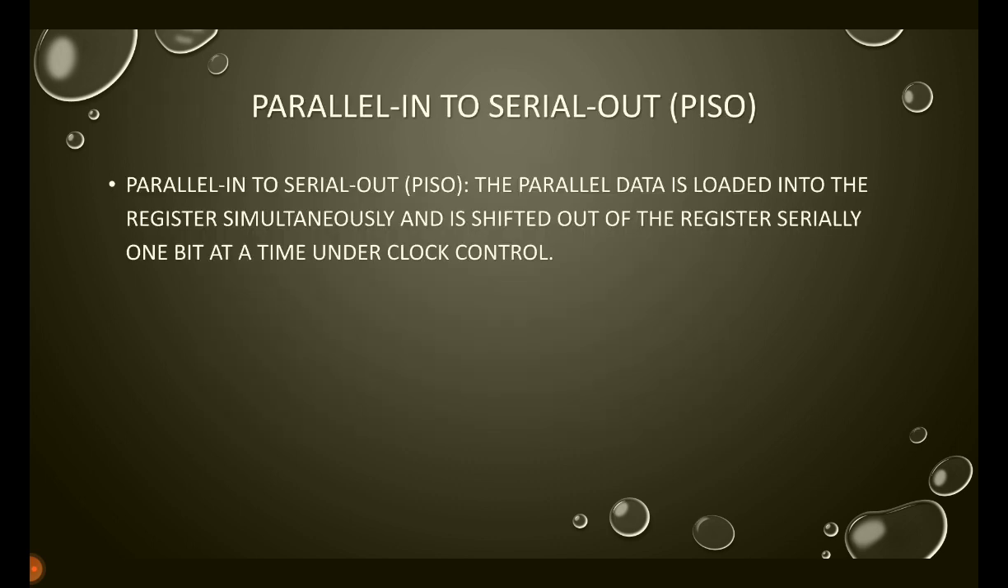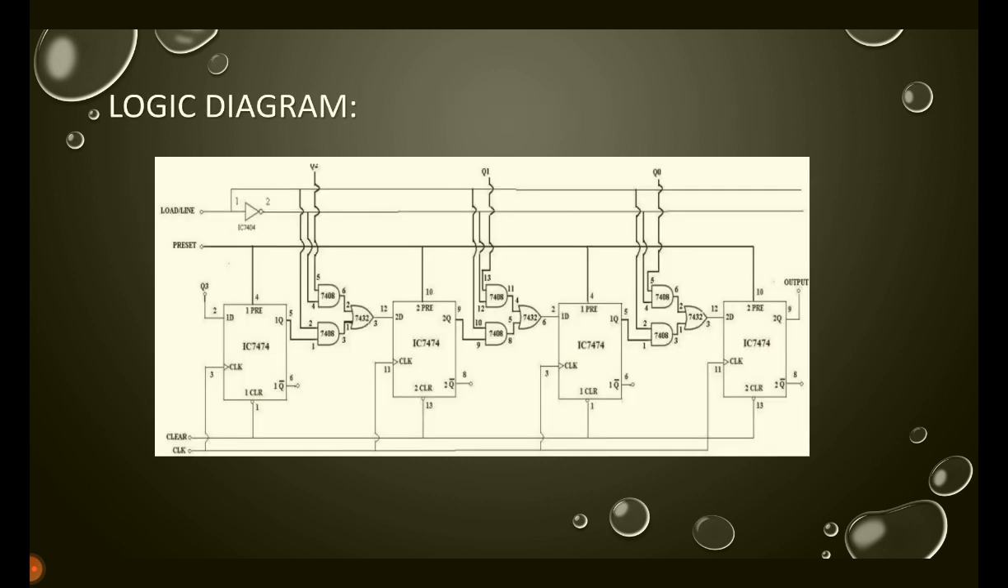Parallel in to serial out. The parallel data is loaded into the register simultaneously and is shifted out of the register serially 1 bit at a time under clock control. Clock diagram.